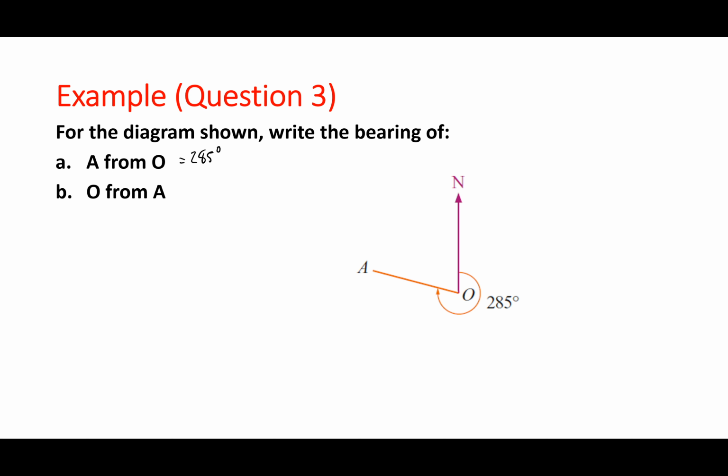Now, for the tricky one, O from A. What we need to do is go back in the reverse order. We need to go back in this direction. As I said at the start of this video, the easiest way to start off is by drawing a compass rose straighter.